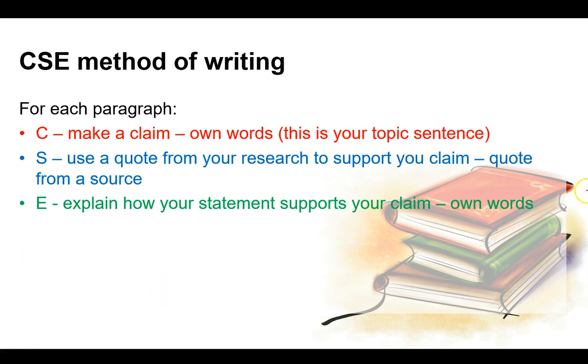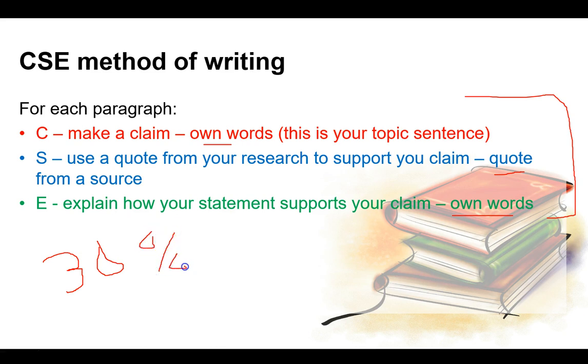And I said this in the CC before, but basically what this ends up being is you have two sentences that are in your own words, and this is very important, two sentences in your own words, and then one sentence that is either a quote or a paraphrase from your research, so that 30% of your paper is quoted or paraphrased information, and then 70% is your own words.